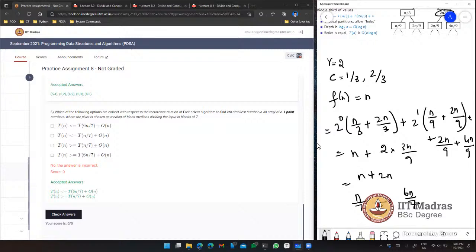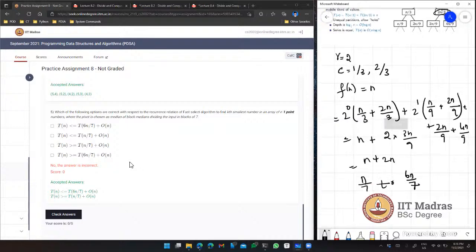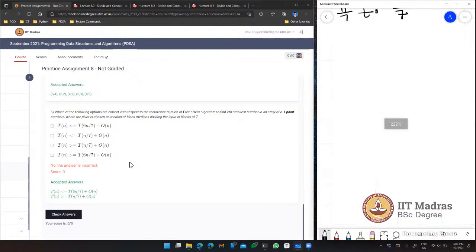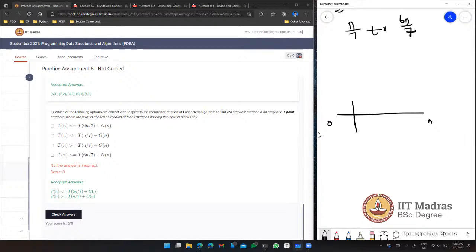Which of the following? So n by 7 to 6 n by 7, definitely. It's just logical: if you say 0 and n, whatever the numbers, it is n by 7 and 6 n by 7. Simply, the median will always be located in this region. If you know that, you can answer this question.